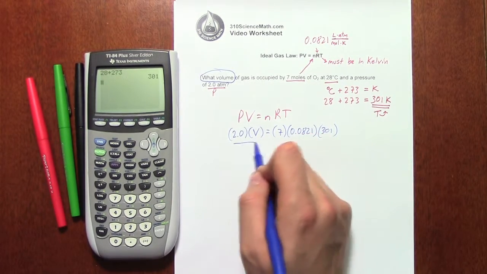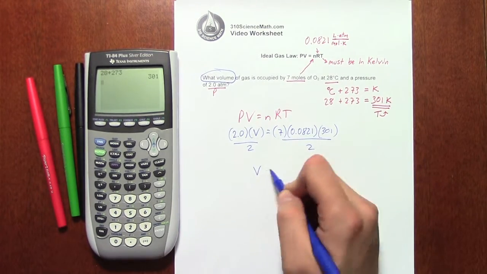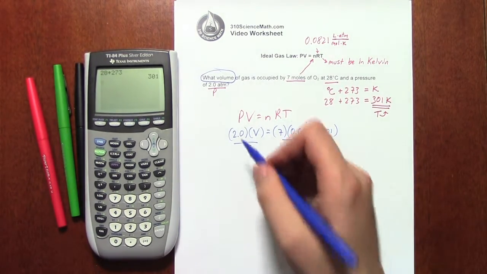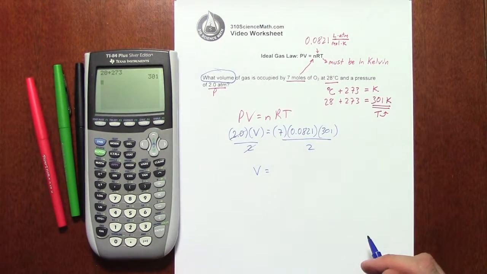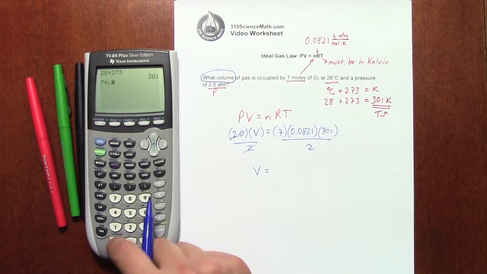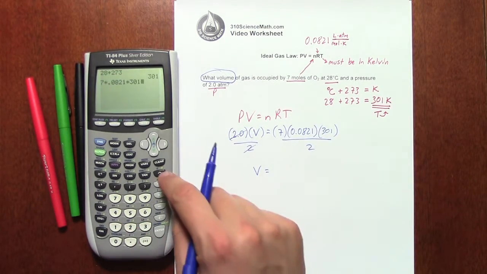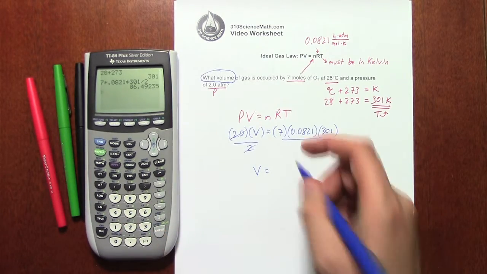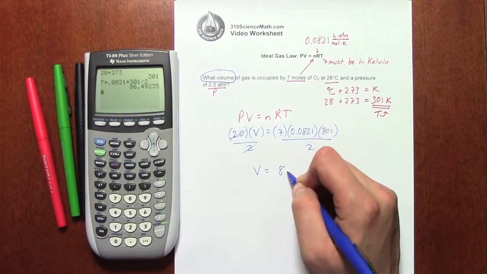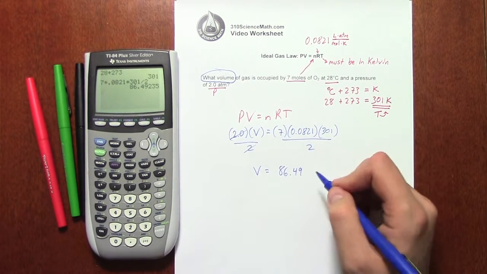So I'm going to divide both sides by 2, and then we can solve for V. Okay, so 2 goes bye-bye. And then we're going to multiply 7 times 0.0821 times 301 and divide by 2, leaving our final volume at 86.49.